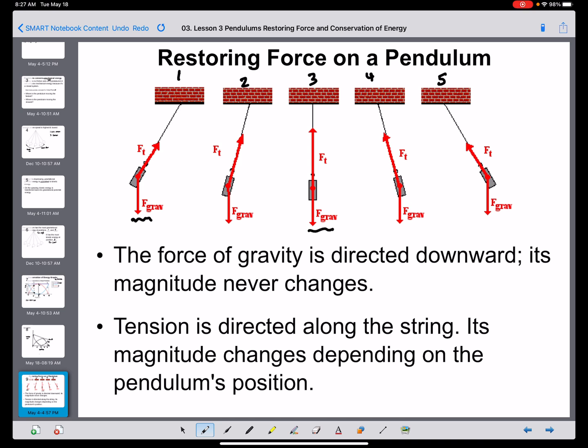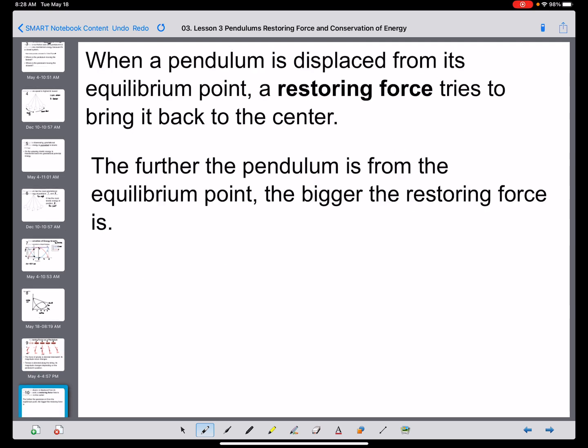And then now we'll look at tension. So we remember from our dynamics unit that tension is directed along the string. So that means that the direction and the magnitude of the tension actually changes depending on the pendulum's position. So if we look at position 1, the tension's a bit shorter. If we look at position 3, the tension is longer.